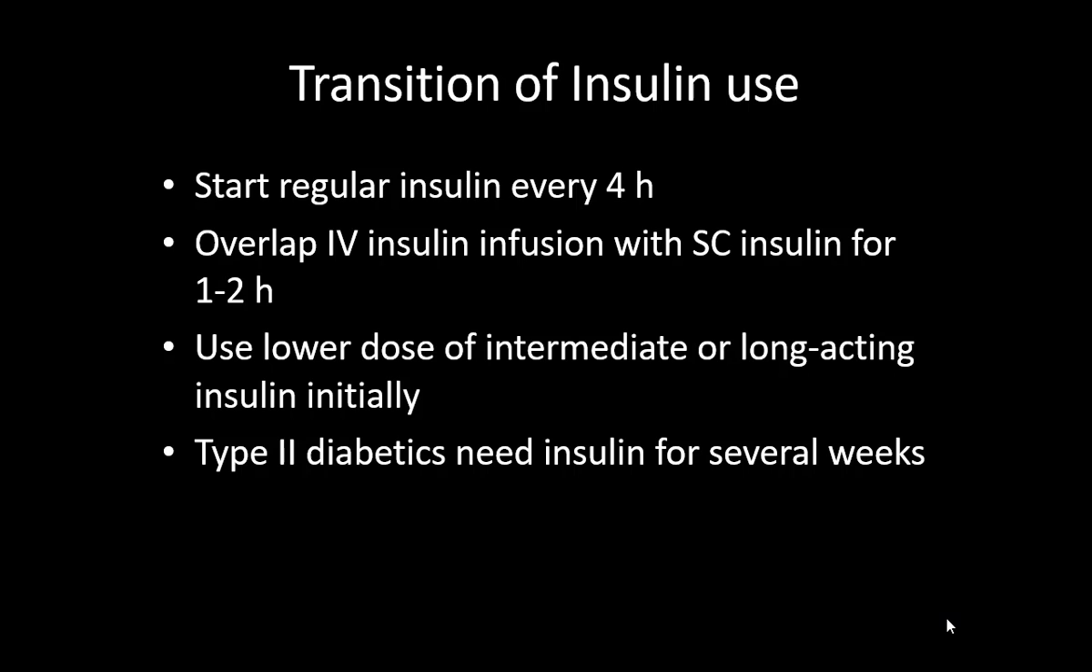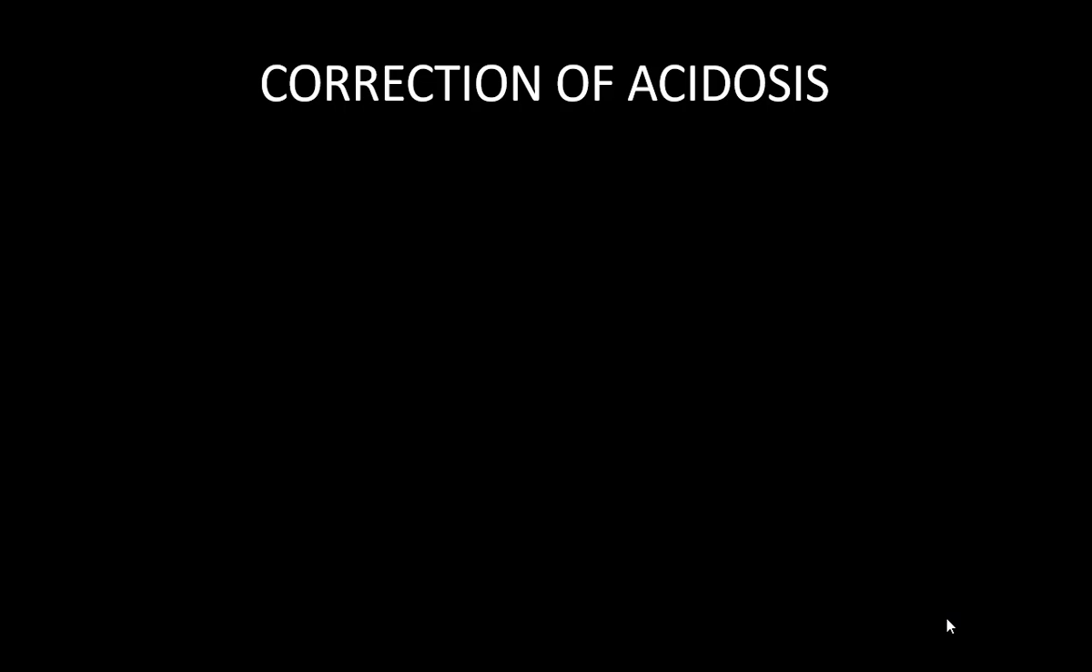Now the transition: you are giving an IV form, and you want to shift to subcutaneous. So start regular insulin every 4 hours, but once you are overlapping, continue your insulin infusion as well for the first 1 to 2 hours. So that's the overlap we are talking about. Overlap infusion with subcutaneous insulin for 1 to 2 hours, because you don't want fluctuations in the blood sugar levels. Use a lower dose of intermediate or long acting therapy, and type 2 diabetics would require insulin for a longer period of time as compared to type 1.